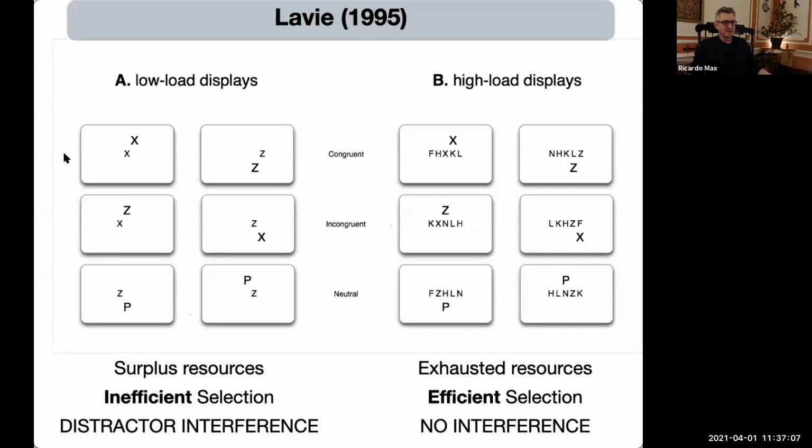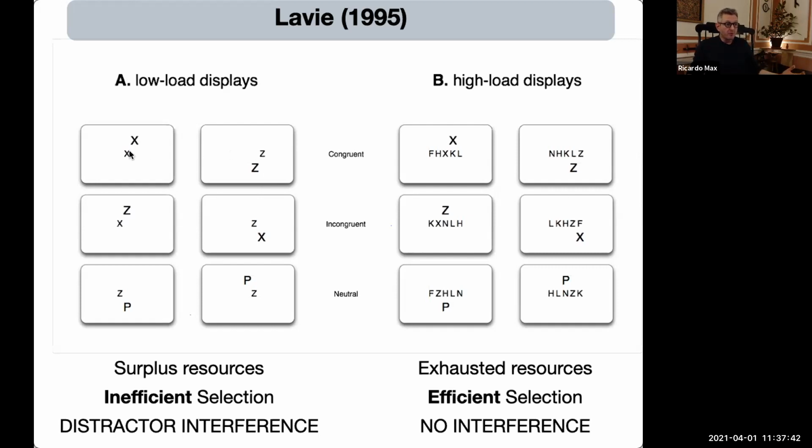So this is the first and most famous manipulation. So these are low load displays. These are easy trials. The target is the letter that appears somewhere along the center row, and the distractor appears randomly in one of the four positions around the target. Up left, up right, down, okay, four.